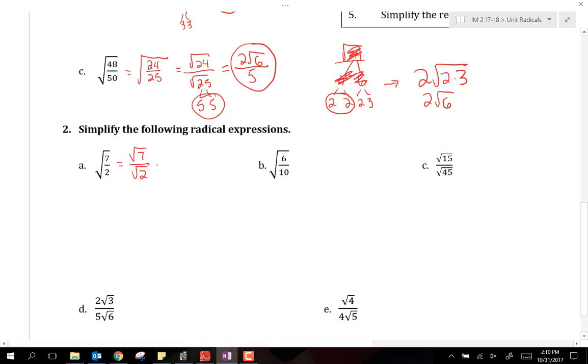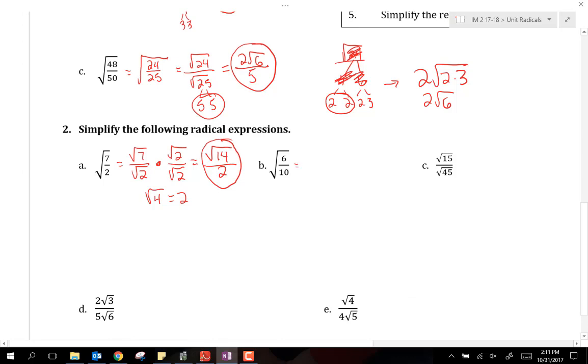So now we need to multiply by the denominator. So root 2 over root 2. Root 2 over root 2 is 1. And if we multiply by 1, we don't change anything, but it looks different. So we multiply root 7 times root 2, which gives us root 14. Root 2 times root 2 is root 4, which is 2. Now we can't simplify the 14 and the 2 because the 14 is inside the radical and the 2 is outside the radical. So that's as far as we can go.